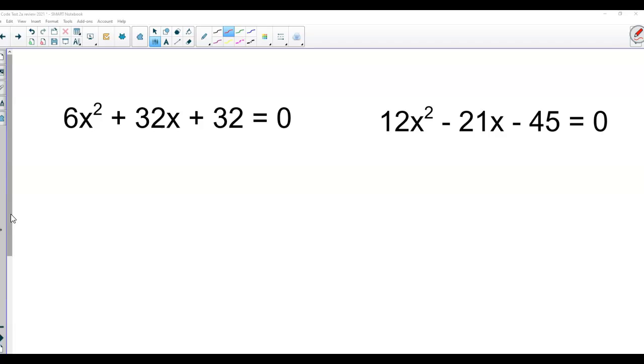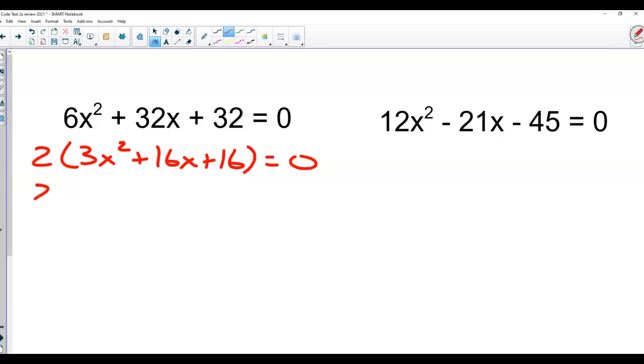All right, factoring. The first thing you're going to do is you're going to take out a GCF. In this case, I can divide a 2 out of all 3 numbers. Once my GCF is out, I'm going to put my parentheses down. Now, the 3x is pretty easy to deal with. 3x times x is 3x squared. Those are the only possibilities for 3.